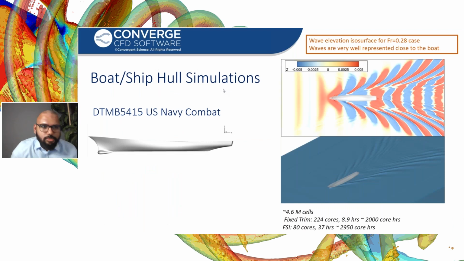Here is more of a real world example. This was the same DTMB 5415 ship hull we saw in the introduction slide. Here we are looking at some more detailed predictions. You have a uniform inflow coming here with a Froude number of 0.8. And we are looking at the waves behind the ship hull, which is predicted in this case. You can see the isosurfaces here.